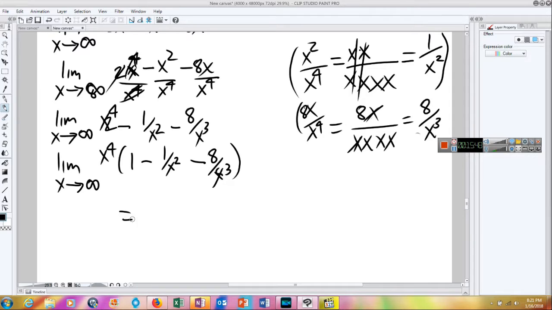So we say that's equal to infinity to the fourth power times 1, and that's equal to infinity. And I bet you're wondering, but Ryan, how does this make any sense? Well, let me tell you how it makes sense.